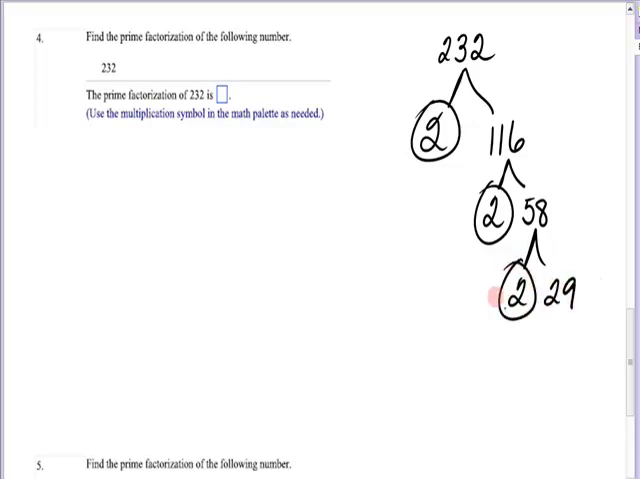29 times. Now, I'm looking at the number 29. It's no longer even. 2 plus 9 is 11. That's not divisible by 3, so the number's not divisible by 3. I know that it is not divisible by 5 or by 7. And as you think through, you will realize that 29 is a prime. So the prime factorization of this is 2 to the 3rd power times 29.